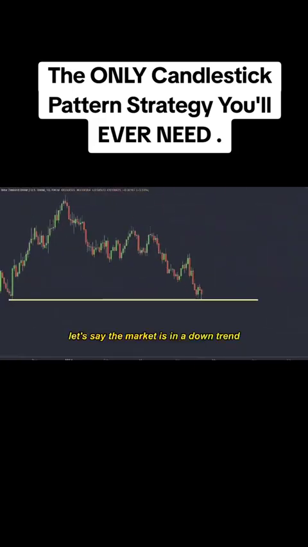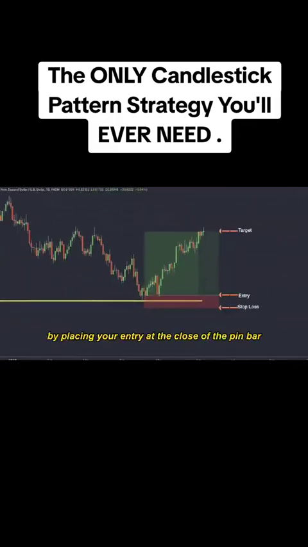Let's say the market is in a downtrend, forming lower highs and lower lows. As price approaches a major support level, it starts slowing down. Suddenly a bullish pin bar forms. The price tries to push lower, but buyers come in strong, rejecting those lower prices and leaving a long lower wick. This is your signal that the downtrend could be losing steam, and a trend reversal may be just around the corner. By placing your entry at the close of the pin bar, you're positioning yourself to catch the beginning of the reversal. You place your stop loss just below the tail of the pin bar, managing your risk in case the market turns against you. With the price potentially moving upward from support, the risk-reward ratio is highly favorable, giving you a chance to profit while keeping your losses controlled.